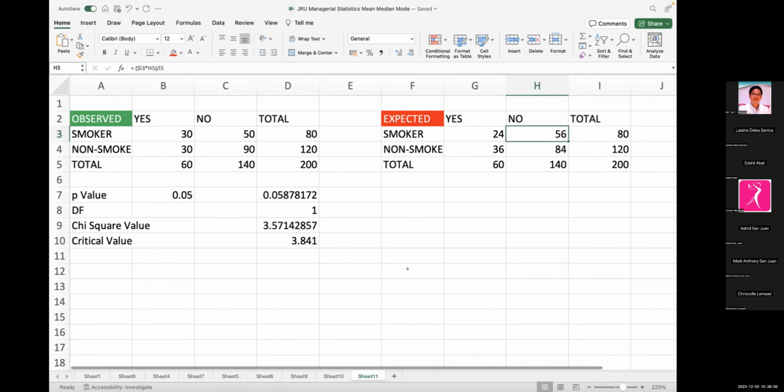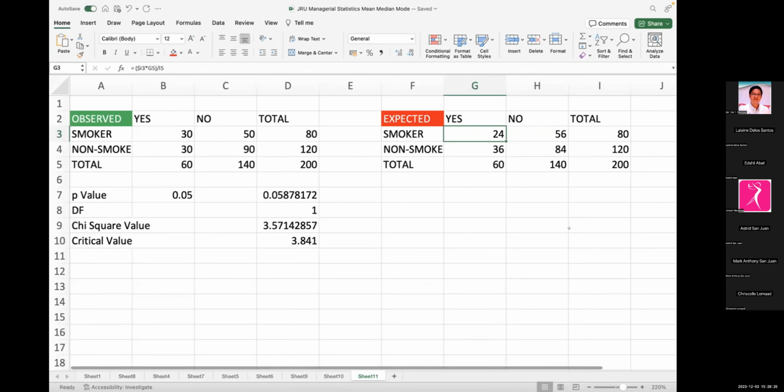So in this case, we have the total for the rows, which is 80, divided by 60. This is the total of the column divided by the grand total, which is 200. Then you come up with 24.